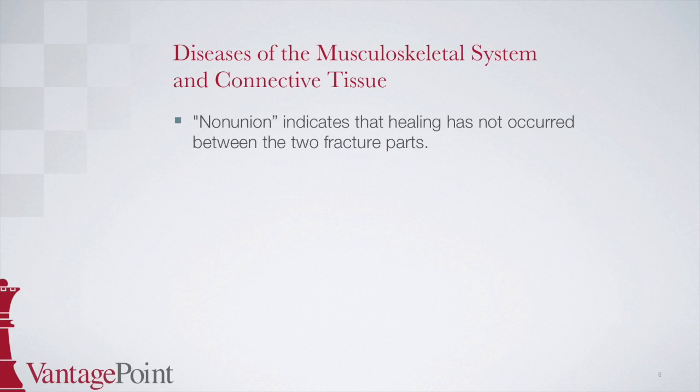Non-union of a fracture means that the fractured bone has not joined back together again, which you can see has taken place in the arm on the bottom of the slide. Treatment usually involves opening the fracture, scraping away the scar tissue, and performing a partial debridement of the bone end with repositioning of the bone. Some type of internal fixation and bone grafting is also usually performed.